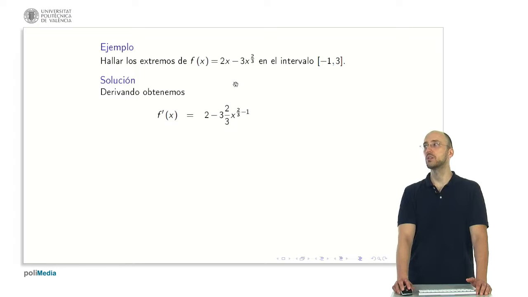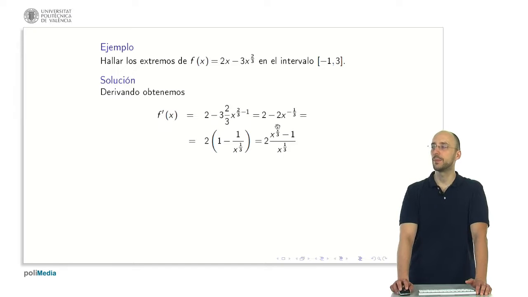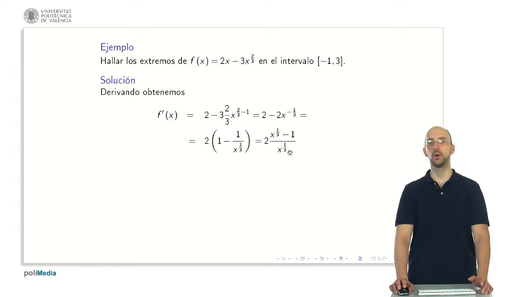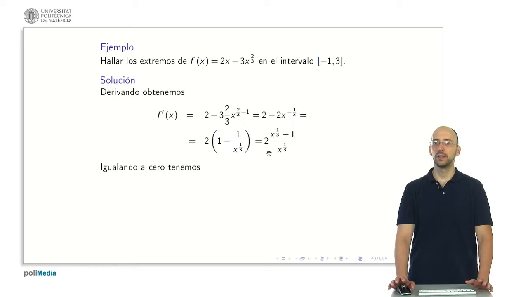It's straightforward. 2x becomes 2, and 3x raised to 1/3 becomes 3 times 1/3, times x raised to 1/3 minus 1. Simplify. The 3 goes with the 3, leaving me with 2 minus 2, x to the power of 1/3 minus 1, which is minus 2/3. Let's adjust that a bit. That simplifies to 2 times (1 minus 1 divided by x to the power of 2/3). I'll write it this way for clarity. That's the first derivative.